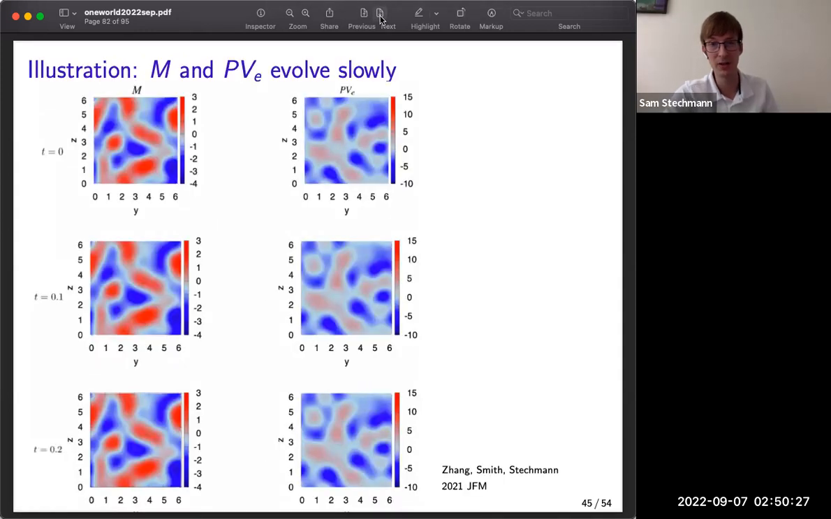Just to demonstrate that it is truly slow, this is the results from some 3D numerical simulations, where I'm showing a 2D slice through it. This is at time 0, 0.1, and 0.2, and epsilon is 0.1 in these simulations. So the gravity wave timescale is 0.1. I'm showing evolution on the gravity wave fast time scale. And what you see is that this PV quantity barely changes at all because it's a slow quantity. Same with M. M barely changes at all on this fast wave time scale because it also is a second slow quantity of the system.